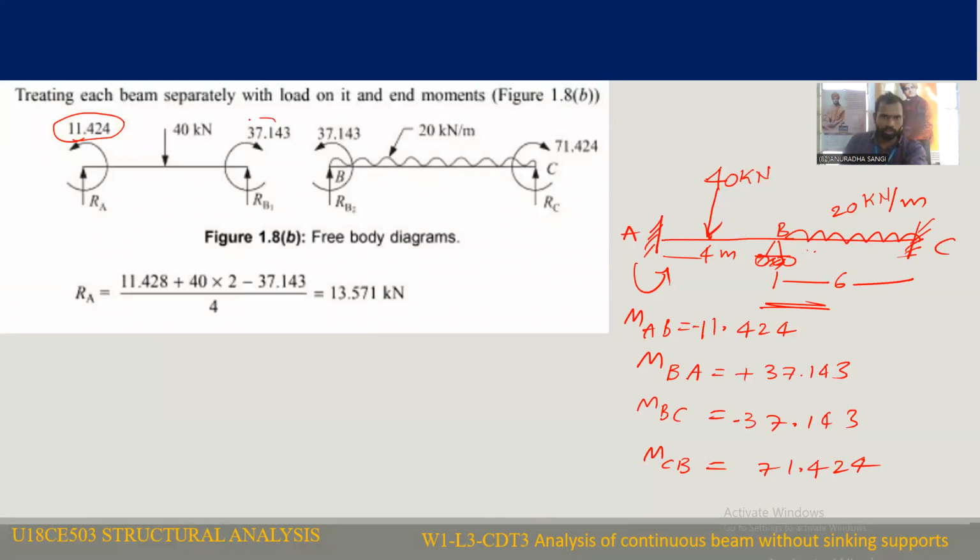MBA value is 37.143. This is acting in clockwise direction. So now MBC is equal to 37.143, which is acting in anti-clockwise direction, and MCB, which is acting in clockwise direction, is 71.424.